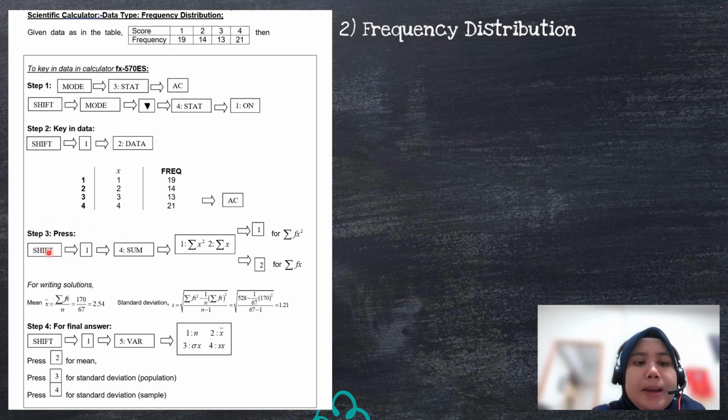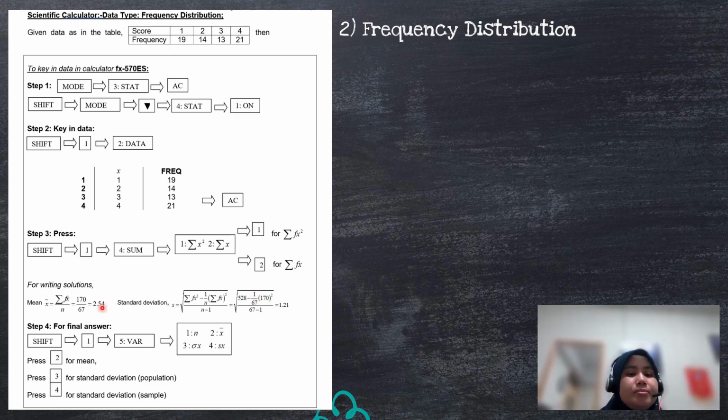Step 3, press Shift 1 for Sum, and you can get the individual values. Summation x square. Remember, for frequency table distribution for ungrouped data, summation x square is actually summation f x square that you already multiplied with your frequency, and summation x is your summation of x. Take note of these individual values that you will need for your mean and your standard deviation.